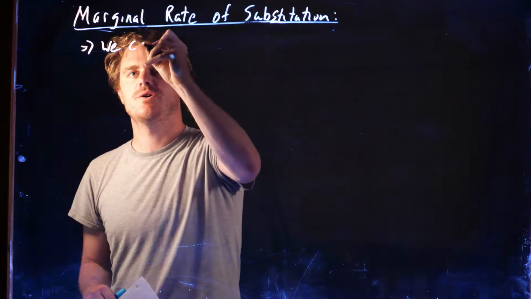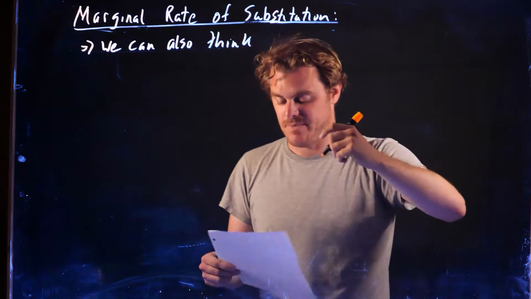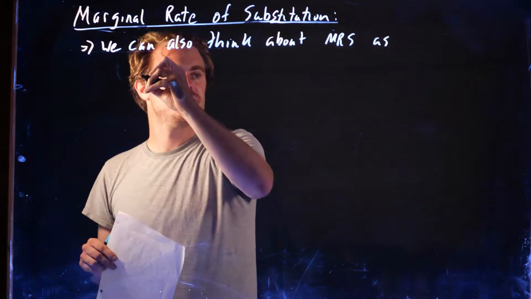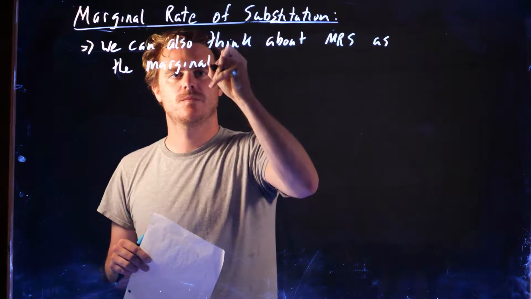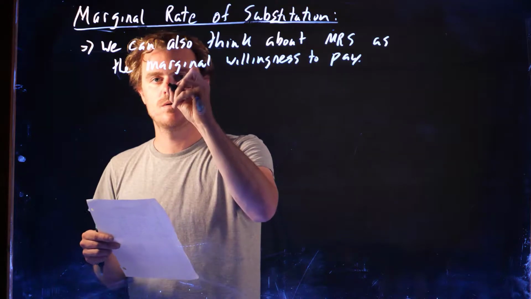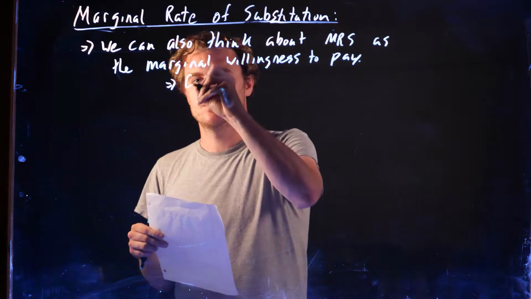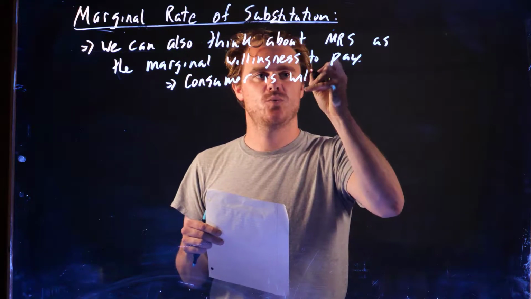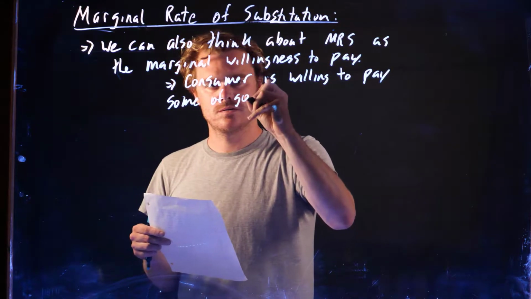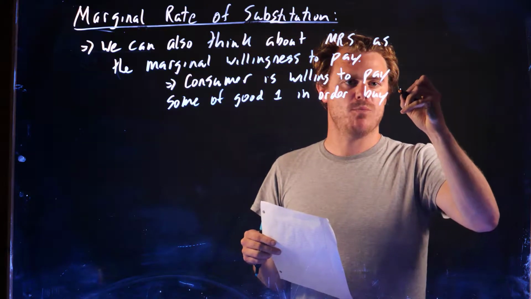So as I was saying, we can also think of this marginal rate of substitution a bit differently. We can think of it as willingness to pay, the marginal willingness to pay. So in this sense, the consumer is willing to pay some of good 1 in order to buy some of good 2, or buy more of good 2.